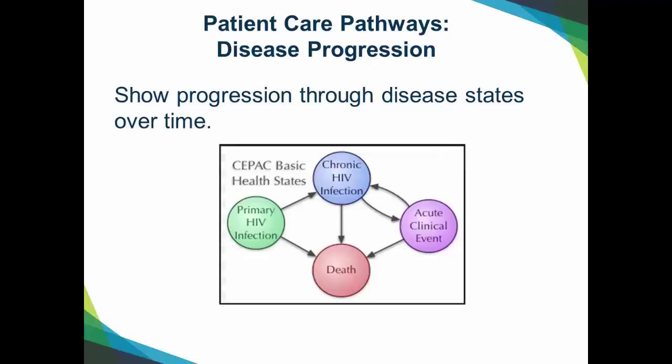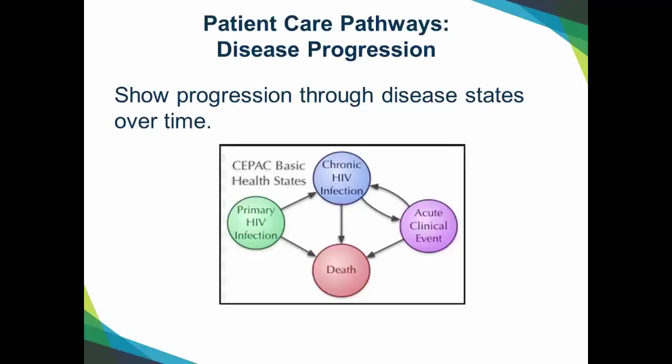And then the third type of pathway that I wanted to look at is the disease progression, which is about how patients move through a system according to the way in which their disease progresses, so through disease states over time. And you can see there the example of HIV infection, where you have an acute clinical event which might end in death, go back to chronic HIV infection, and it all starts from primary HIV infection. And there are different probabilities for how a patient might move through those states, which will determine the kind of services that they need and the sorts of costs. So that's very much a disease progression.